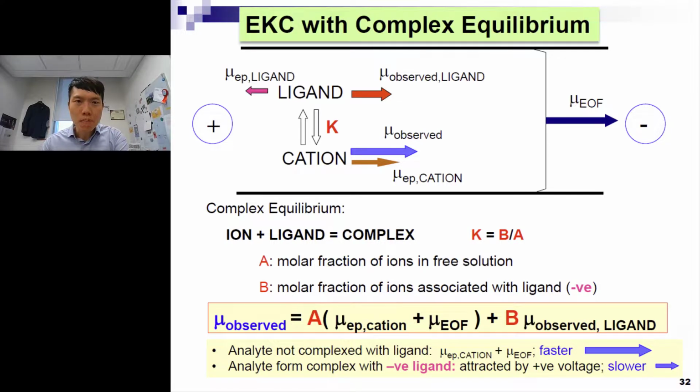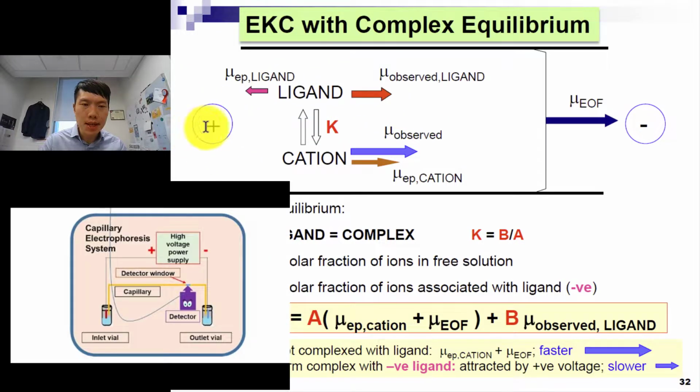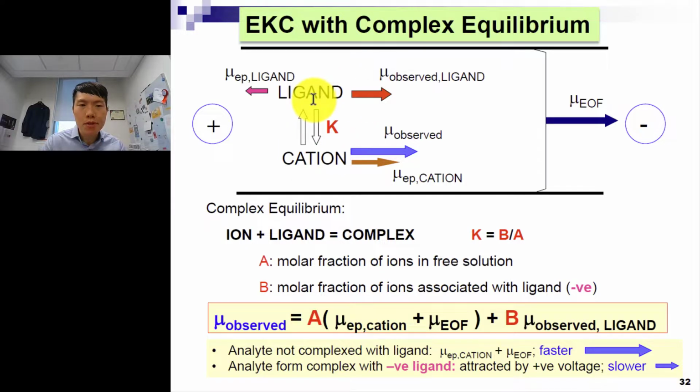Hi learners, welcome back. So on this slide, we continue with EKC with complex equilibrium under the CE here. I would like you to focus on these two parts here. Again, this is inside the capillary of the CE system. You have your cathode and anode, and inside the capillary, you have the cations first, which is your analyte.